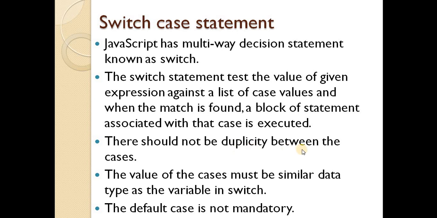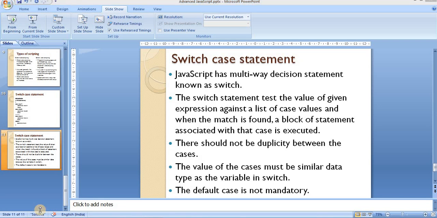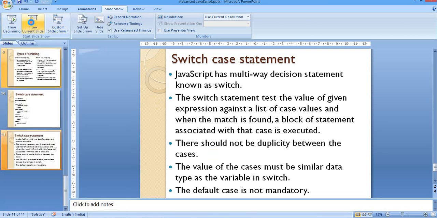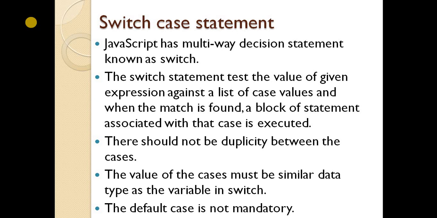There should not be duplicity between the cases. You should not write case 1, case 1, case 1. You should have separate cases every time. So that is what it means, that no cases should be duplicated. The value of the cases must have similar data type as the variable in switch. Now my variable over here in my example was a numeric data type, that is a number. That is why the case values are also a number. If I have some value as an alphabet, then these values must also be an alphabet. You have to take note that they should be of same data type. You cannot use different data types to match.